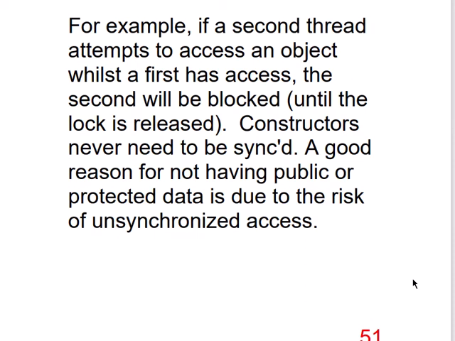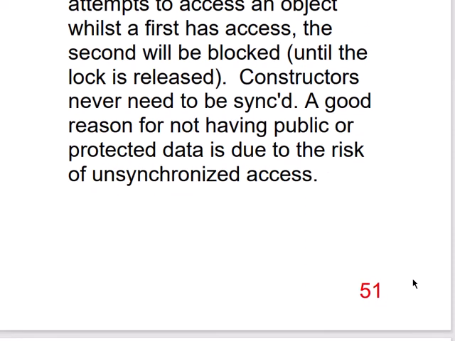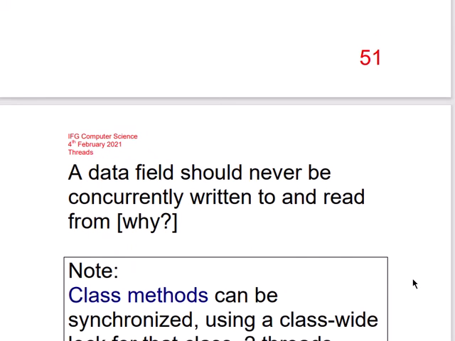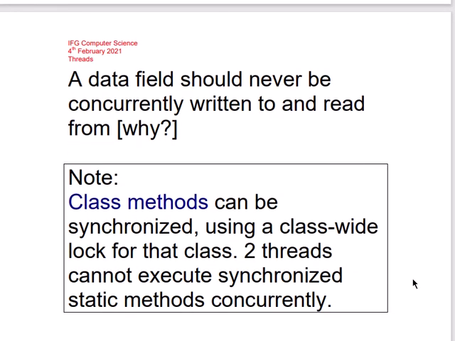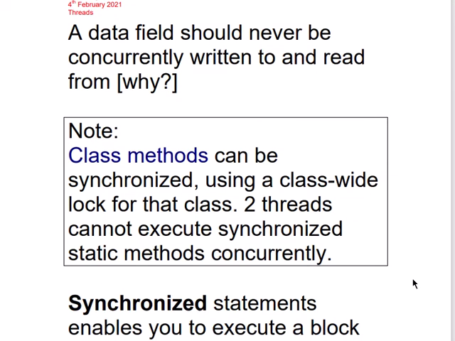I mean, if I've got a couple of methods and they're not marked as being synchronized, then two threads could execute those two methods which might have conflicting outcomes on the data I have contained in my object. A data field should never be concurrently written to and read from because the outcome's unknown.